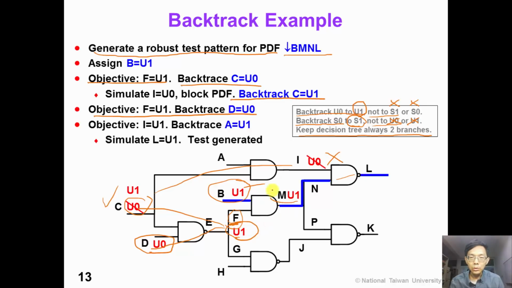And now we would like to robustly sensitize this path through the NAND gate. Because 1 is the non-controlling value, our objective is I equal to U1. So we backtrace to A and we assign A to be U1, and then we successfully propagate the fault to the output. We successfully generated a robust test pattern for this path delay fault.